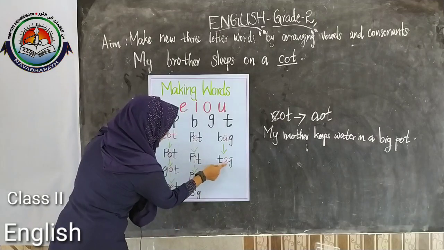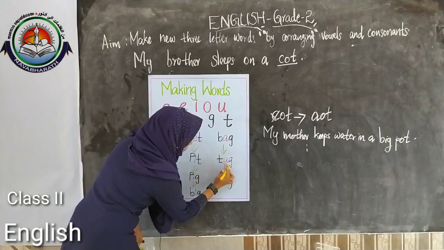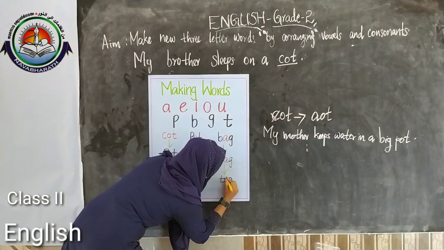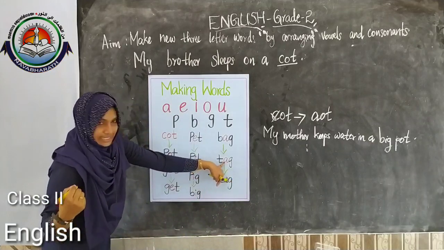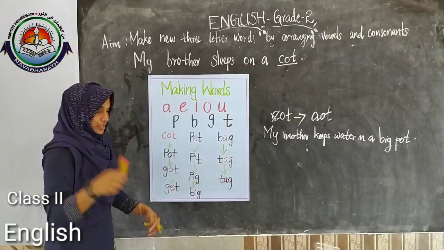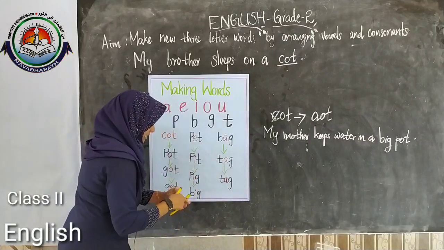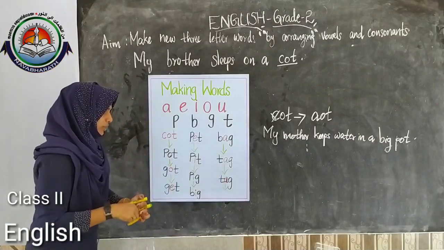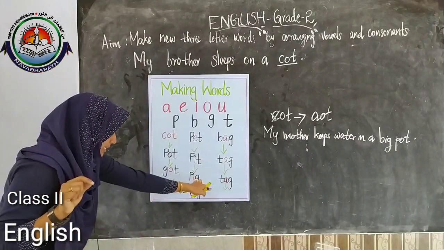Then let's replace the middle letter. Okay, then let's replace this A letter with U. Sorry, ma'am made a mistake here. We can replace this A letter with U. So we got another word. It is tug. Then one more word we need to get here.